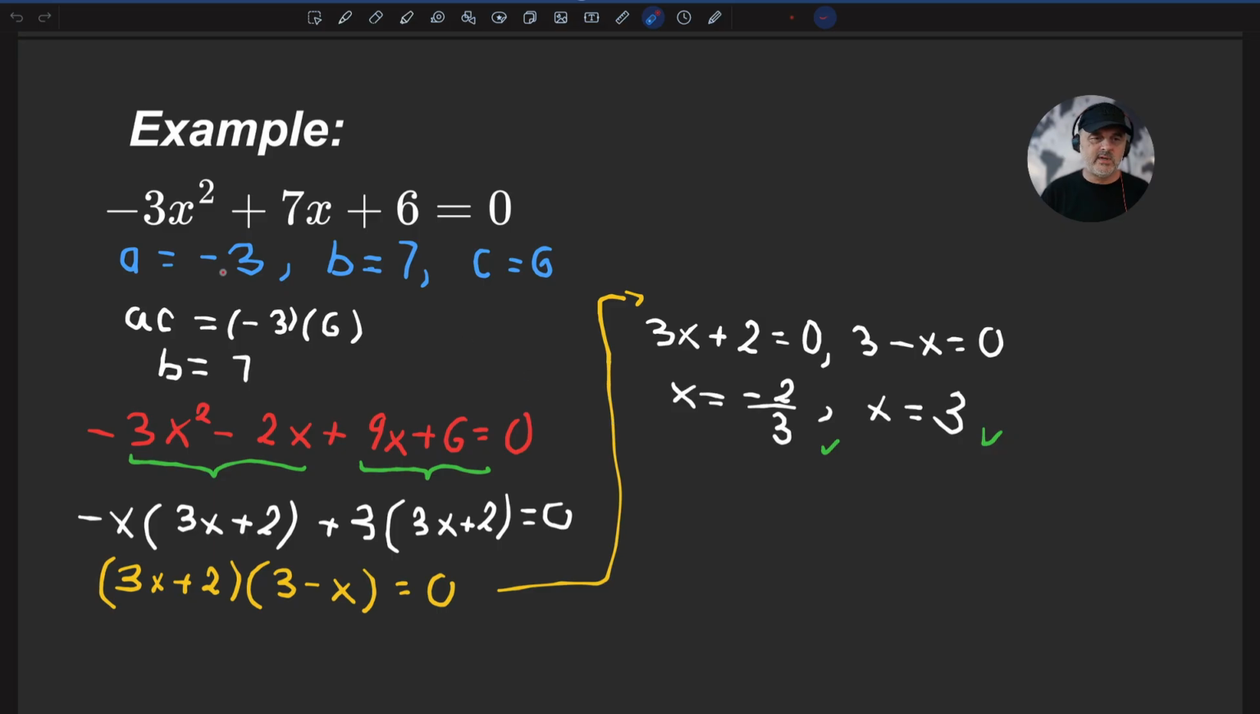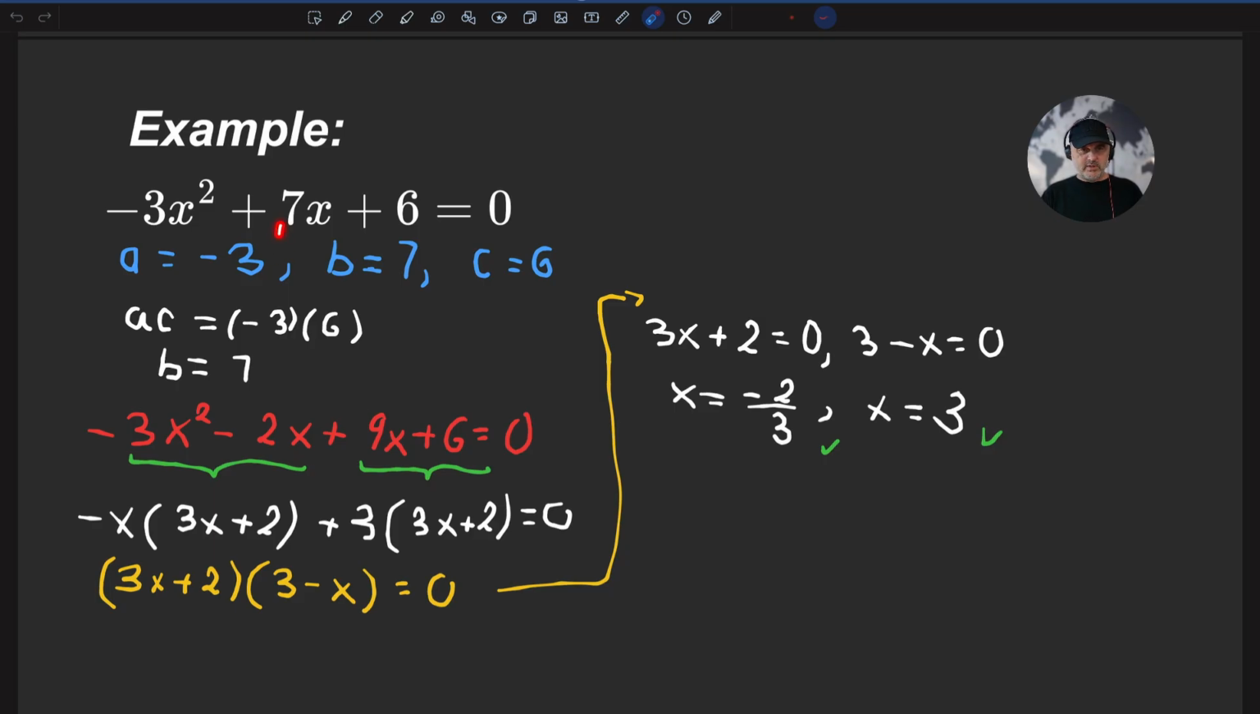So now let's talk about another example where, in this case, the greatest common factor strategy does not apply because we have negative 3, 7, and 6. So there's nothing in common here. So we dive in directly into identifying coefficients A, B, and C. We recall that A times C and B strategy where you find the product and the sum, and then you break that middle term apart. So negative 2 and 9 would be the only two numbers that would multiply into negative 18 and add to positive 7.